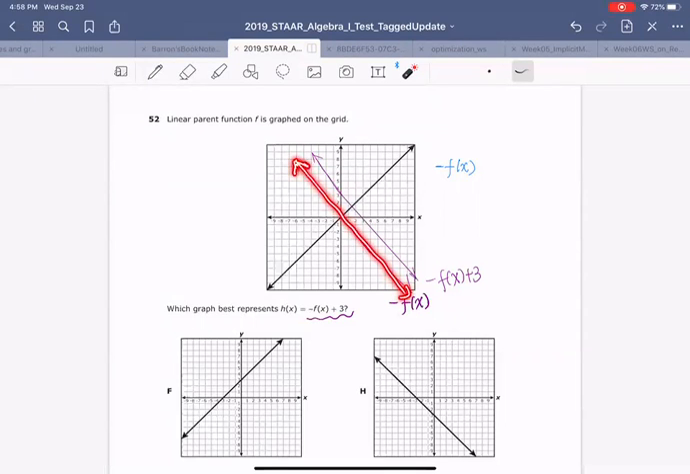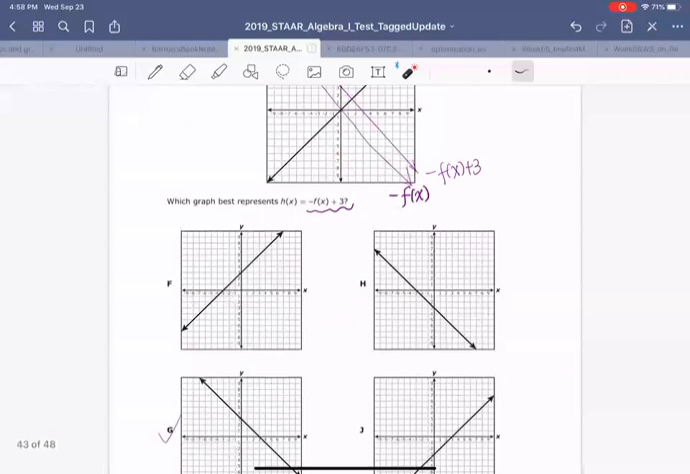Yes. And the +3 means what? +3 means you are going up. Yes, a vertical shift up by 3, right? Yes. Okay, so you do a reflection like this, and then you shift up by 3. So it should be a graph like that, right? Yes. So which one is that?